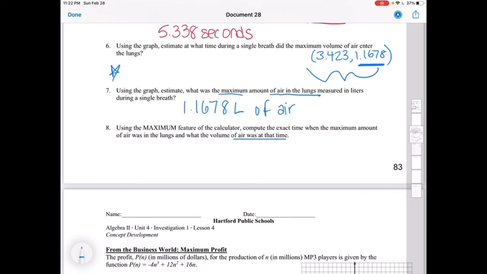Why I wrote this here, it's asking what time, and we know that this is the time and this is the volume. This is the V of t. So we know that at 3.423 seconds there was 1.1678 liters of air.